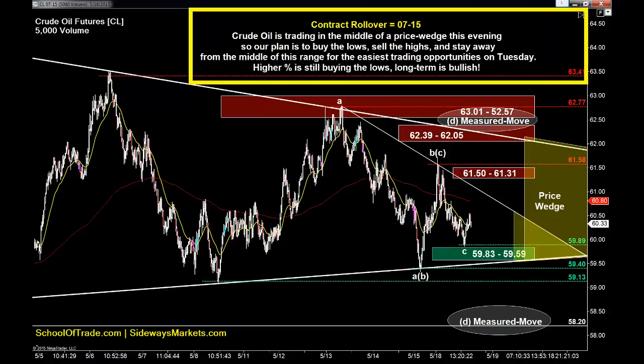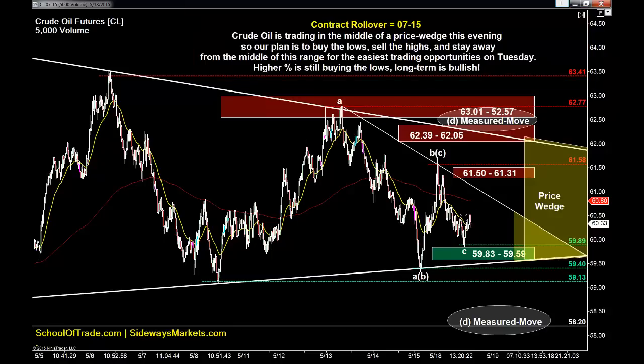Here's our plan. Crude oil trading in the middle of a price wedge this evening. Our plan has to be to buy the lows and sell the highs and stay away from the middle. Stay away from basically right where we are right now. This is going to be the hardest place to be trading, right around this 60-40 area. 60-40 was a really popular number today. We saw it really just rattling around that 60-40 area for a while this morning in our trade room. Clearly something is out there around that 60-40, 60-30 area right now. Okay? Stay away from the middle.